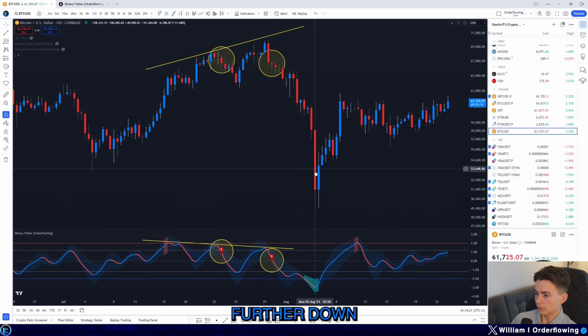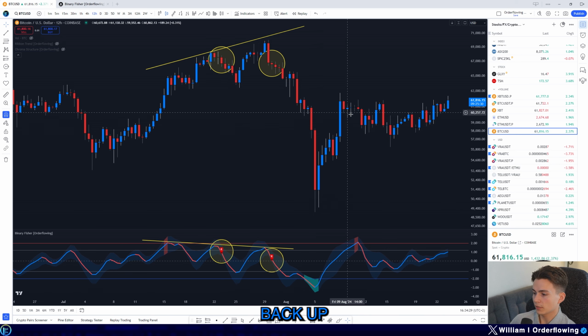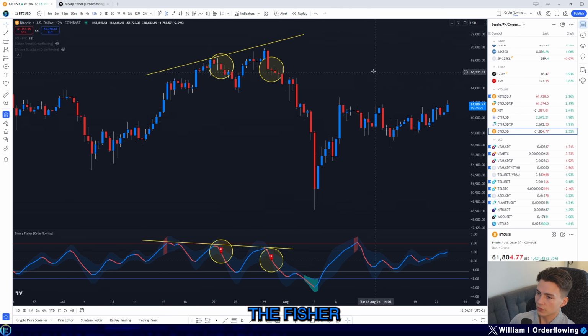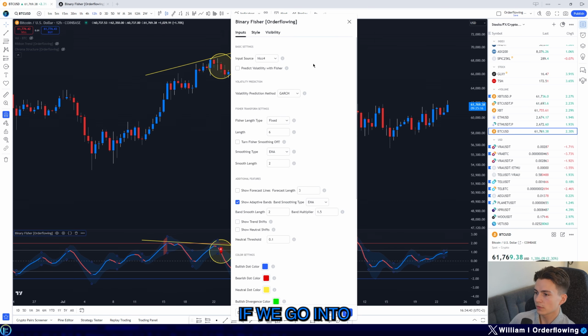We then get a push further down until the Fisher is in the oversold condition. After that, we get a bounce back up into the overbought condition. That's just an example of the Fisher in the price mechanism. So if we go into the settings, we can take predict volatility instead.